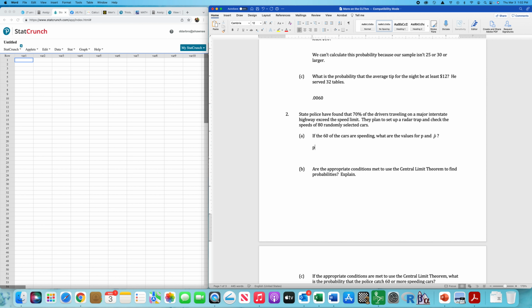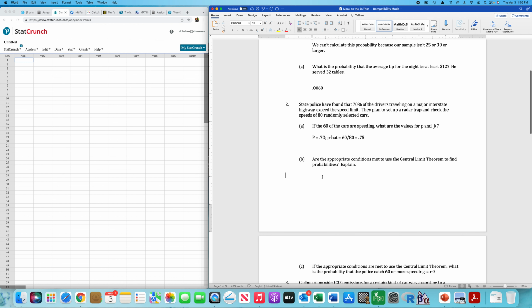Well, p is our probability, our percentage from the population. So that's going to be 0.70. And our p hat will be equal to 60 divided by 80. That's our sample. And that's just what, 0.75? 6 divided by 8? Yeah, 0.75.